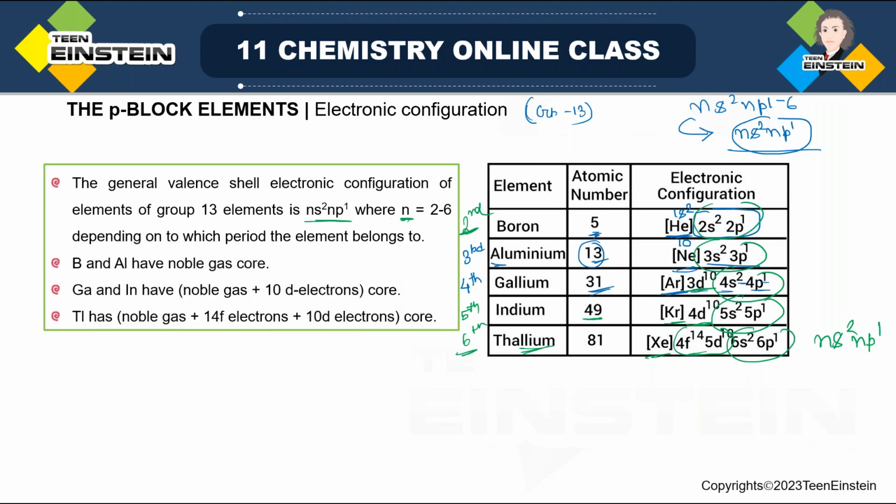So here, if you look at the electronic configuration carefully, look at these points. Boron and aluminium have a noble gas core. So in these two cases, you have only the noble gas core. There is no question of d electrons or f electrons. Then for gallium and indium, not just the noble gas, but after the noble gas there are also 10 d electrons. For gallium, it is 3d10. For indium, it is 4d10. And for thallium, after the noble gas, there are 14 f electrons and 10 d electrons. The 14 f electrons are from the 4f orbital and the 10 d electrons from 5d.